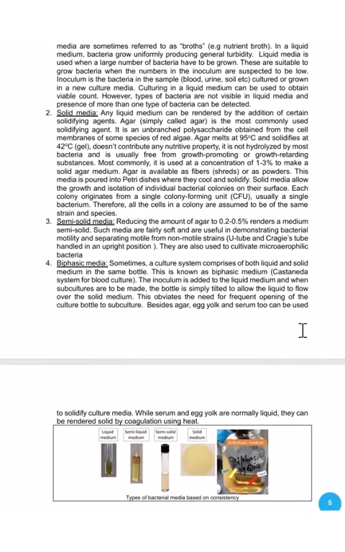As you can see here, these are the different types of the media. This is the biphasic medium in a bottle, where the solid medium is found in a slant form, and the liquid medium is found in the rest of the bottle. So this is what we call solid and liquid medium.